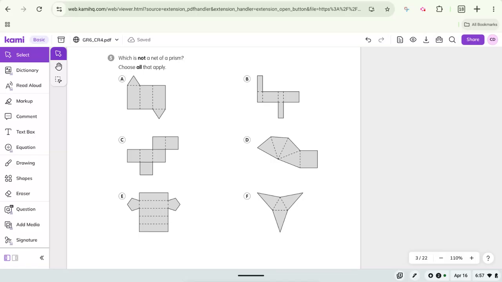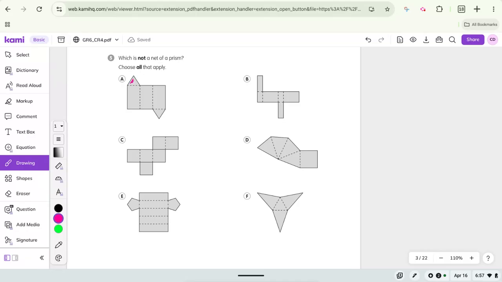This first one, answer choice A, is a prism because it has two triangular bases. That would be this triangle and this triangle. Those would be two parallel bases. They are the same. And if you fold this up, you would have your three rectangles going around the sides. So this one is a triangular prism, and so we do not need to select that because we're going to select the ones that are not prisms.